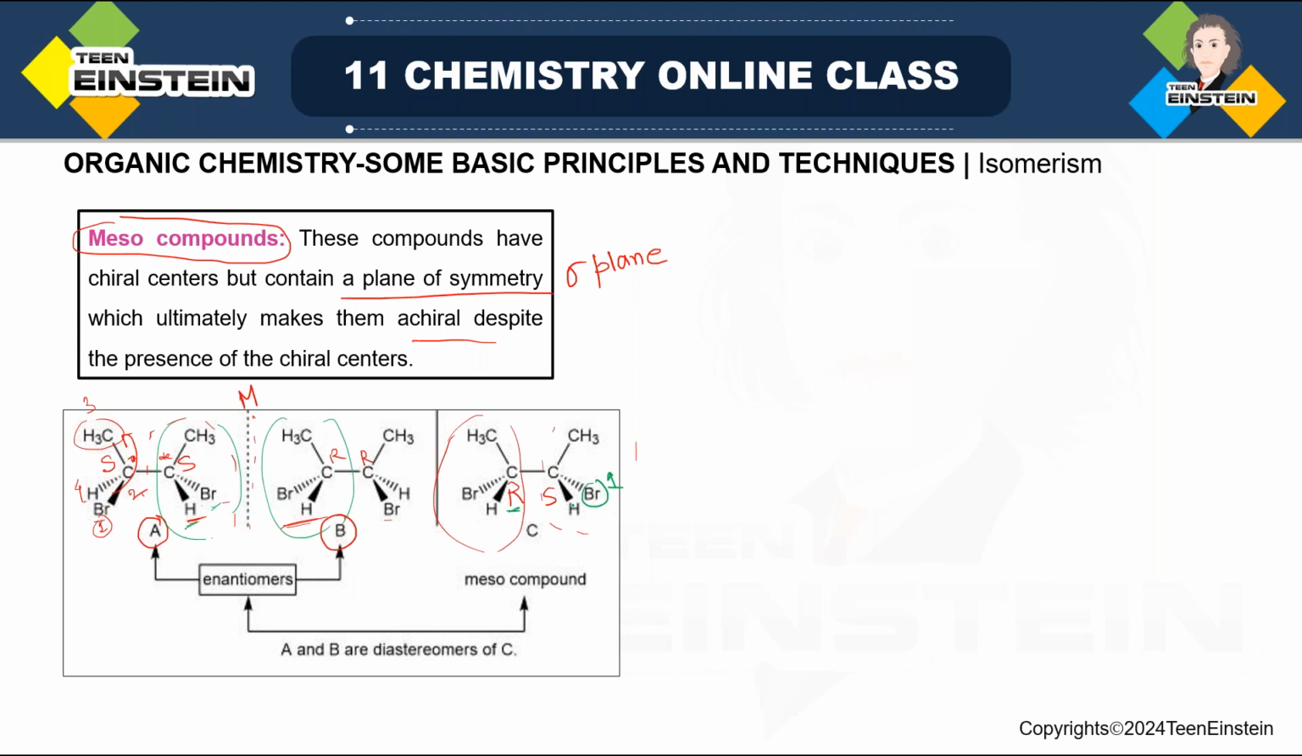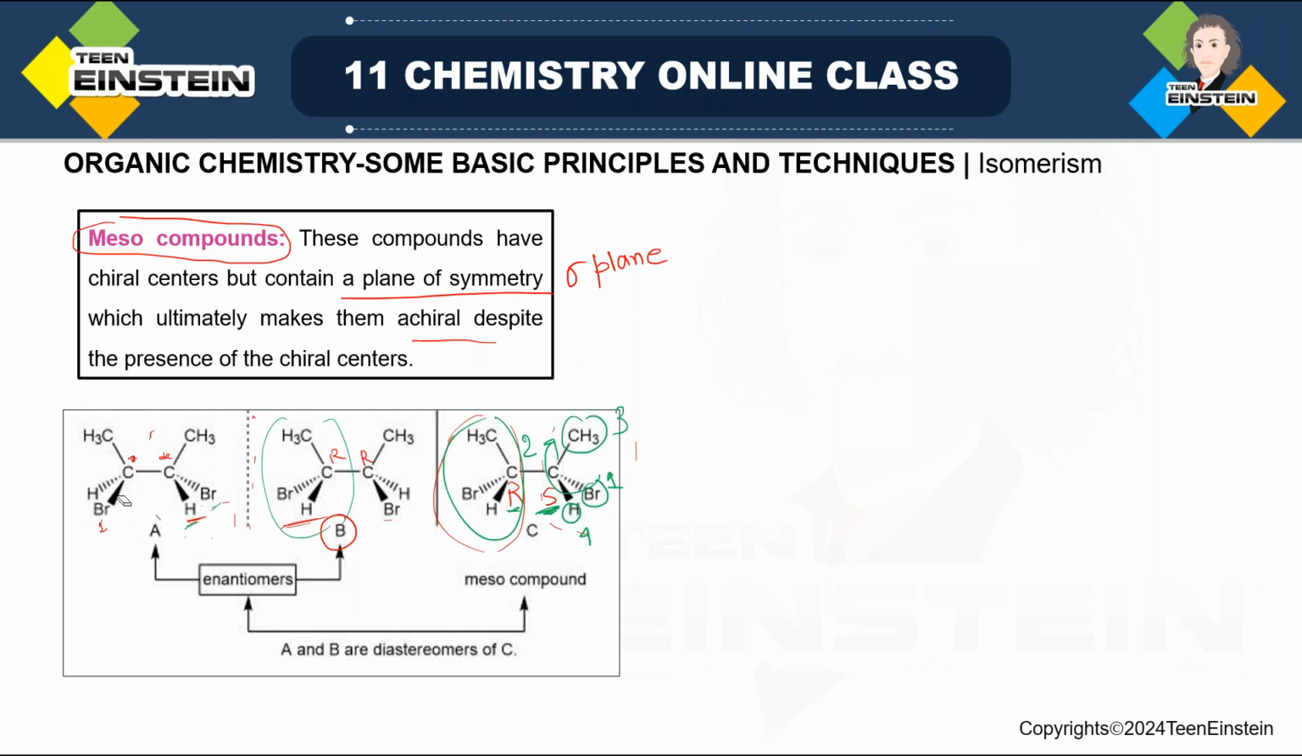Here bromine is number 1, hydrogen is number 4, this total group is number 2, and methyl is number 3. So when you are moving 1 to 2 to 3, basically you are moving clockwise, but hydrogen is towards you, so that is why though it is clockwise, it will still be S, and we have already written S here. Now we know which chiral carbon is S.